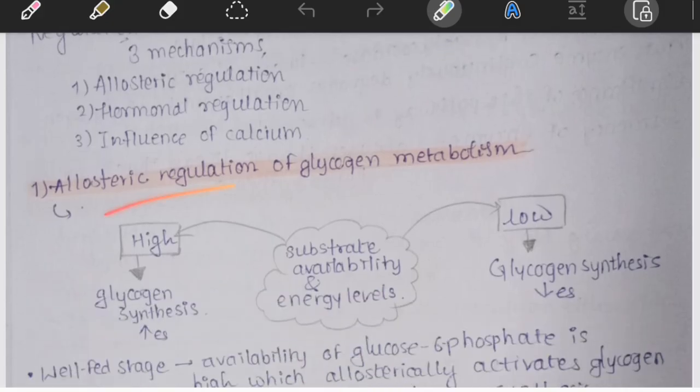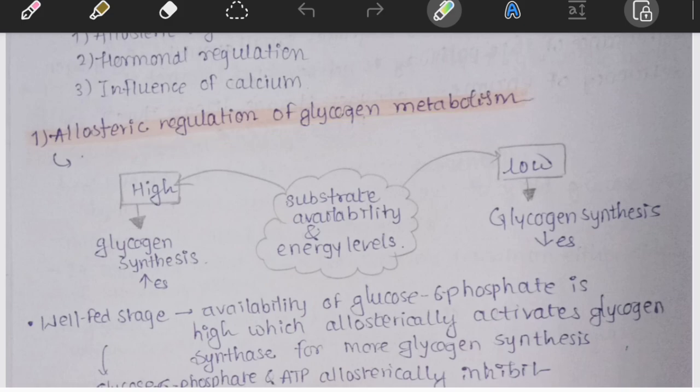The first one is allosteric regulation. Before talking about hormones, let's understand the fastest type of regulation, allosteric regulation. What does allosteric mean? It means a molecule binds to the enzyme at a site other than the active site, changing the enzyme's activity. Think of it like a little light switch. The enzyme is already present. The body simply turns it on or off.